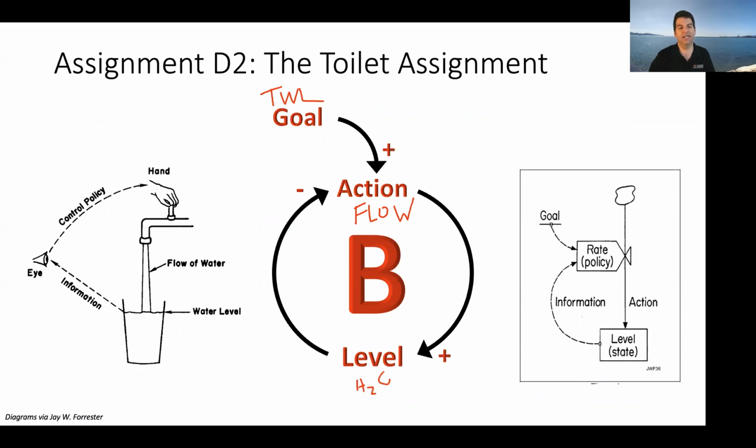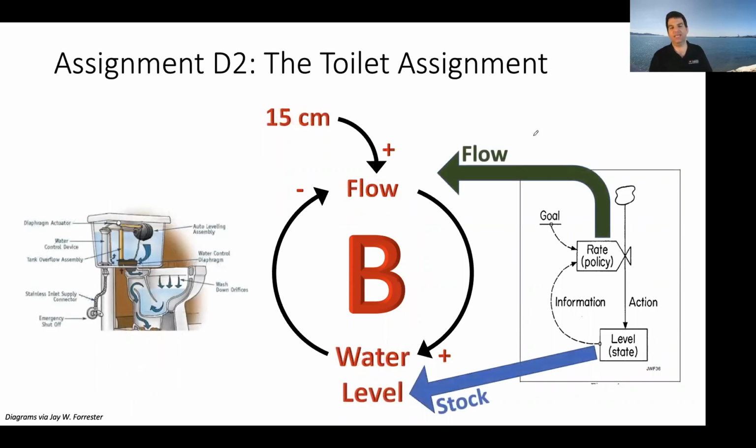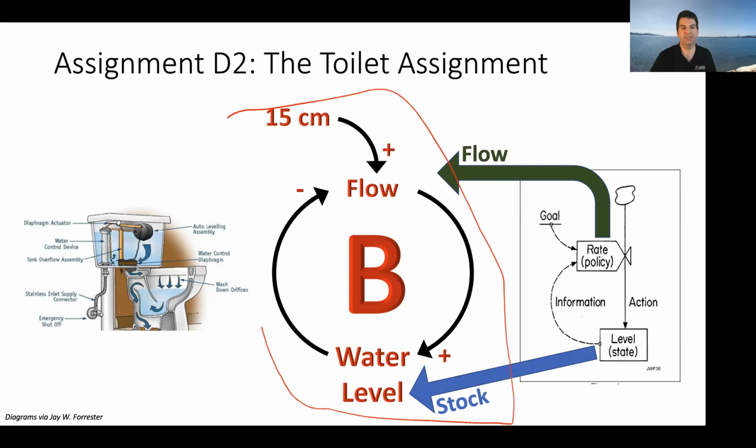And as the target water level is increased, that's going to increase the flow. But then likewise, as the water level decreases, that's going to increase the flow. And so that's what gives us this balancing feedback loop. As you increase the flow, it's going to increase the water level. So this is what we're simulating here. And I'm just showing that this is our flow and that is our stock. This is effectively the CLD that you'll be submitting for this assignment.